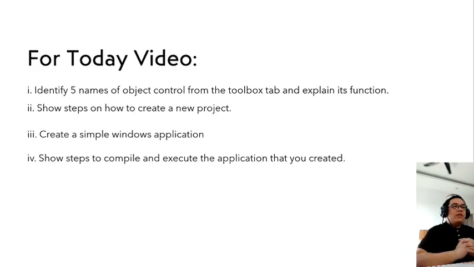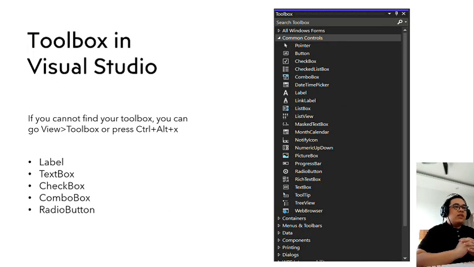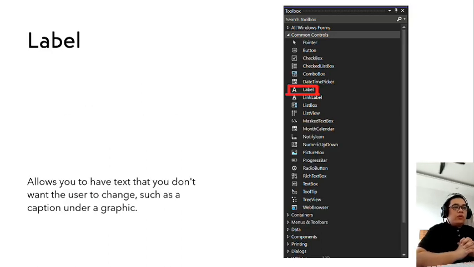Today's video, I'm going to identify 5 names of object controls from the toolbox tab and explain their functions. First, this is the toolbox in Visual Studio. If you cannot find your toolbox, you can go to View and press Toolbox, or press Ctrl plus Alt plus X. There are 5 object controls inside the toolbox, which are label, text box, checkbox, combo box, and radio button.